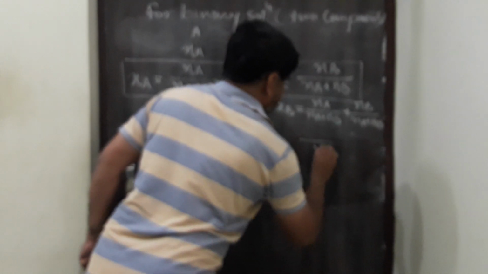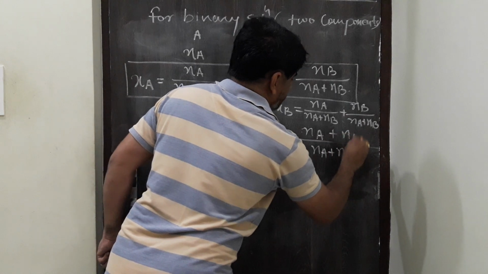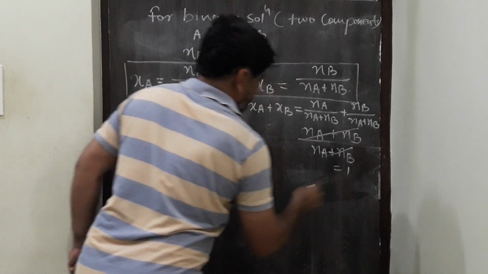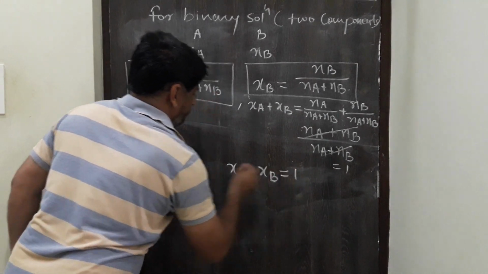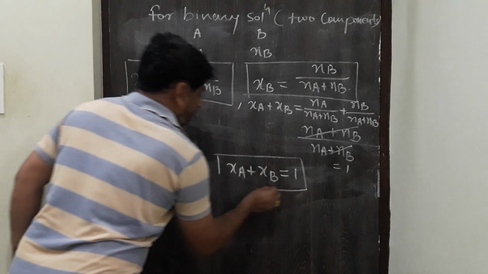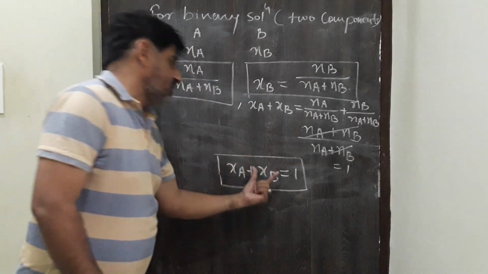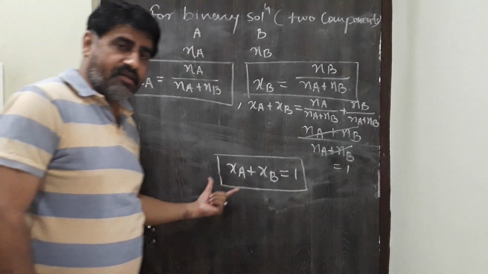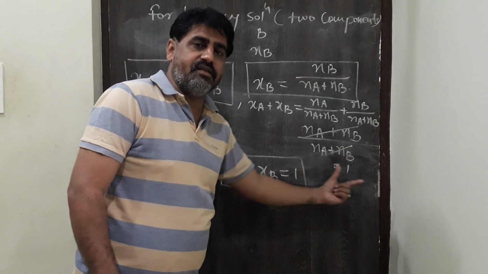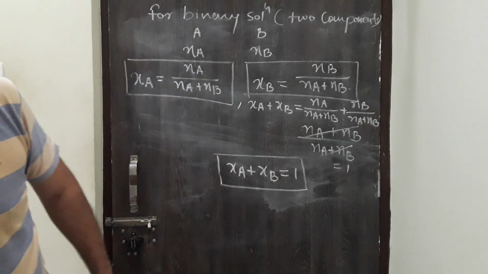Simply add by taking LCM. LCM will be Na plus Nb. We get Na plus Nb. That means the sum of the mole fractions of all components present in the solution is always equal to 1. If there are three components, then Xa plus Xb plus Xc equals 1. If there are four components, then Xa plus Xb plus Xc plus Xd is equal to 1. Clear? Now next term, molarity.